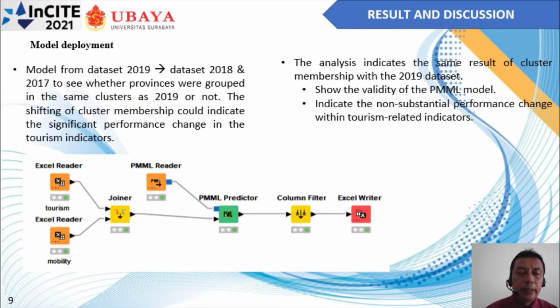Okay. Next is model deployment. The modeling and evaluation phases of CRISP-DM have produced the K-means clustering model. The model was applied to the past year's dataset to see whether provinces were grouped in the same cluster as in 2019 or not. The shifting of cluster membership could indicate a significant performance change in the tourism indicators.